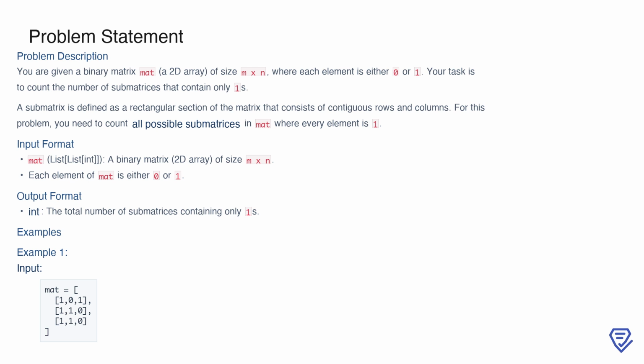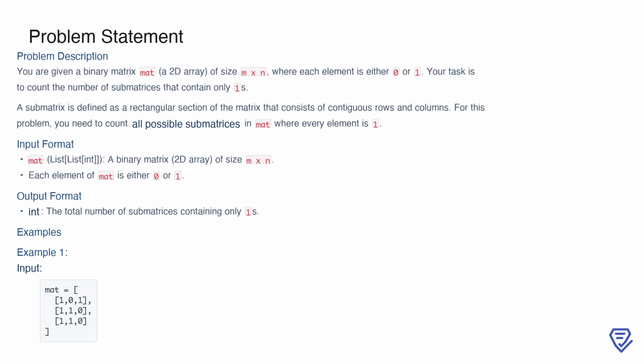We are tasked with counting the number of submatrices in a binary matrix, where all the elements in the submatrix are 1s. A binary matrix is essentially a two-dimensional grid where each cell contains either a 0 or a 1. A submatrix is defined as any rectangular section of this grid, formed by selecting contiguous rows and columns. Our goal is to find every possible submatrix that contains only ones and count them. For the input, we will be given the binary matrix mat, and the output will be a single integer representing the total number of such submatrices.